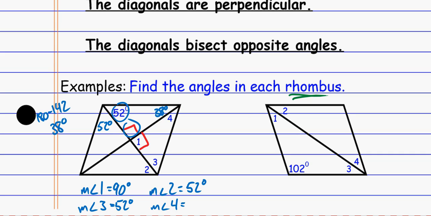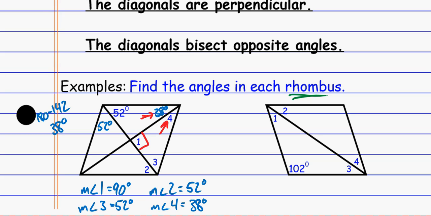Now I apply that to the fact that this is a rhombus. That angle is being bisected, so if this one is 38 degrees, angle 4 also has to be 38 degrees. This is some of the special properties involved with a rhombus. If I look at the next one, same kind of thing.